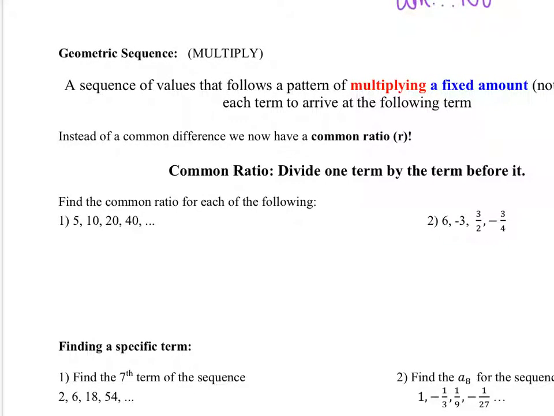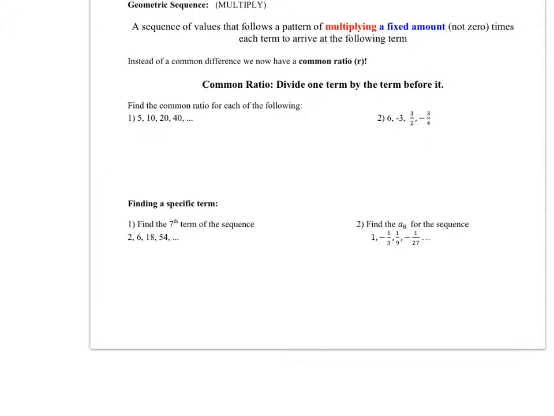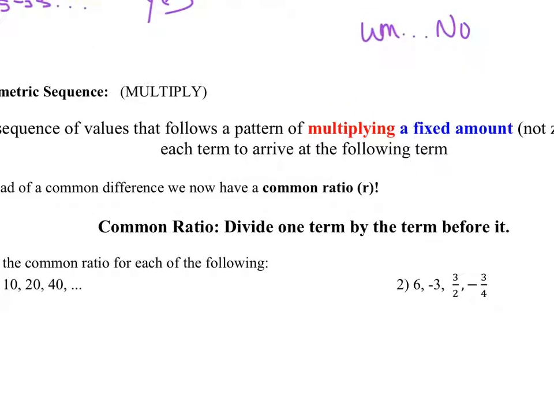So the difference between arithmetic and geometric is: in arithmetic you add to get to the next term. Geometric, you multiply. So you're going to multiply to get to the next term. What you multiply by is a common ratio. So that's what you're actually multiplying by.